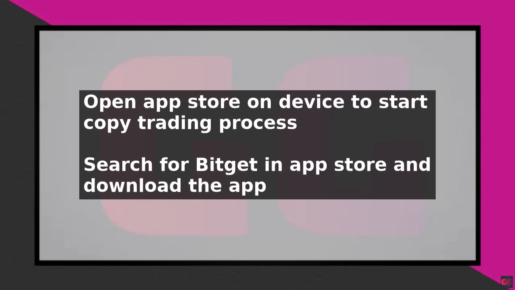To begin copy trading, start by opening the App Store on your device. Once the App Store is open, you'll see various sections, including Today, Games, Apps, Arcade, and a Search button. Click on the Search button, which will take you to a search bar where you can type in Bitget.